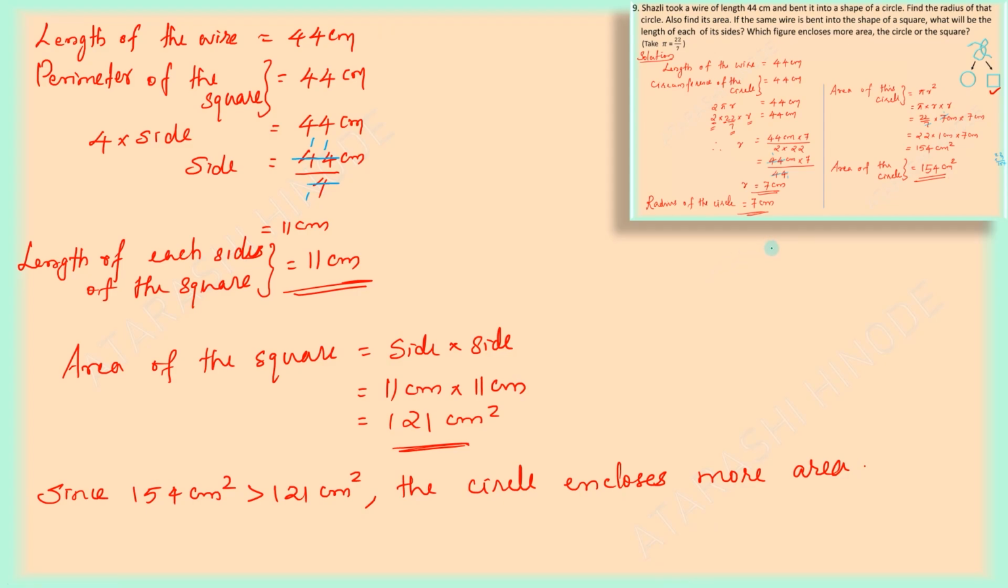That is, here we have found solutions for all the questions, that is radius and area of the circle, length of each side of the square, and finally the figure which encloses more area. Hope it is clear to you.